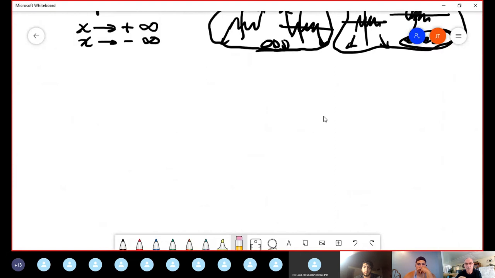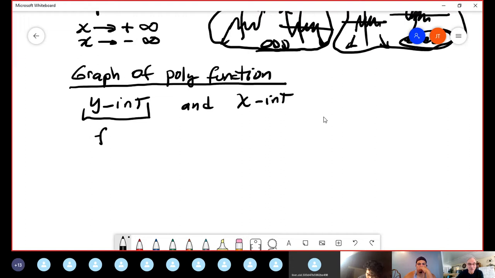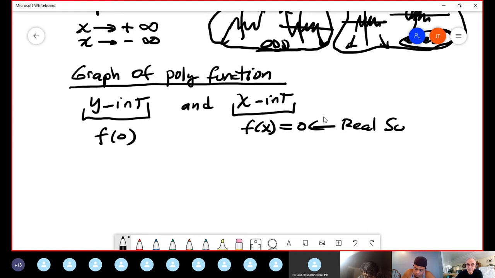Okay, so end behavior is an important thing. Another important thing to do the graph, because the objective today is to graph a polynomial function, is the y-intercept and x-intercept. What is the formula for finding the y-intercept? It's the function evaluated at zero. And the formula for finding the x-intercept? It's the function equal to zero, and the real solutions of this equation represent the x-intercepts.